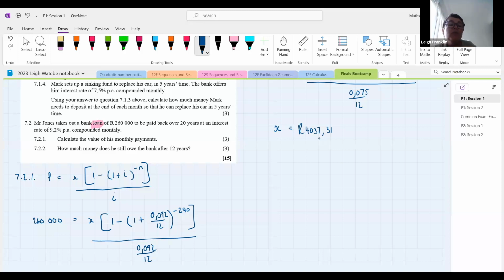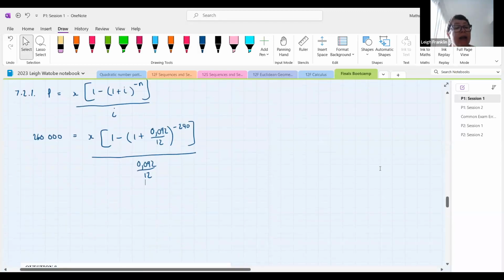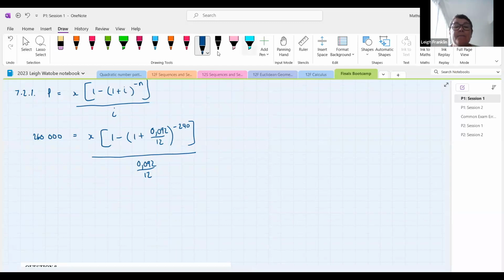A second thing that I want to mention before I go ahead and actually solve for X: be careful with the interest rates. If it's 9.2%, make sure you write 0.092. Sometimes you're in a rush or you're panicking and you write 0.92. That's very different. That's 92%. It's not going to give you the right answer. And again, to solve for X, cross multiply and then divide by.